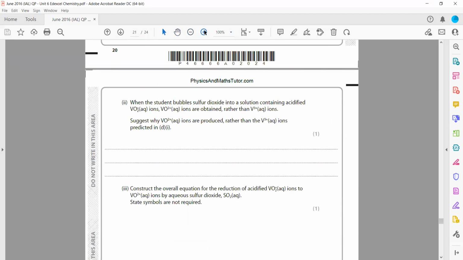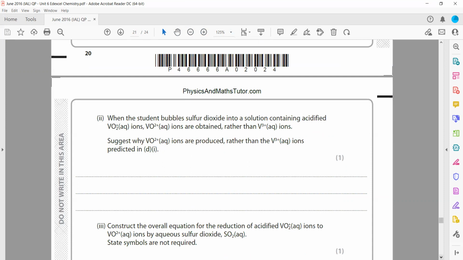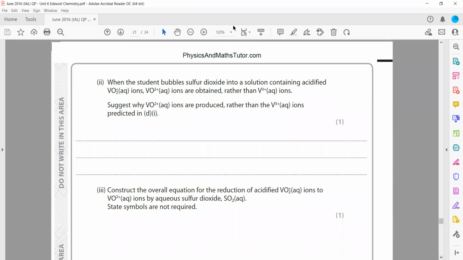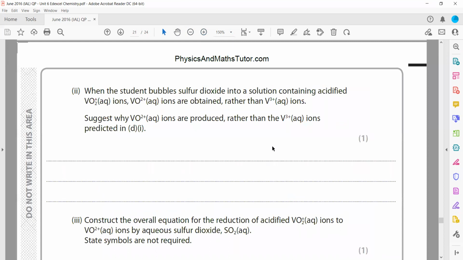When a student bubbles sulfur dioxide into a solution containing acidified vanadium(V), the oxidation number converts from 5 to 4 and VO2+ ions are obtained rather than vanadium(III). Suggest why. According to the calculation, vanadium 5 converts to 4, and 4 should convert into 3, but practically it does not happen. So what might be the reason?